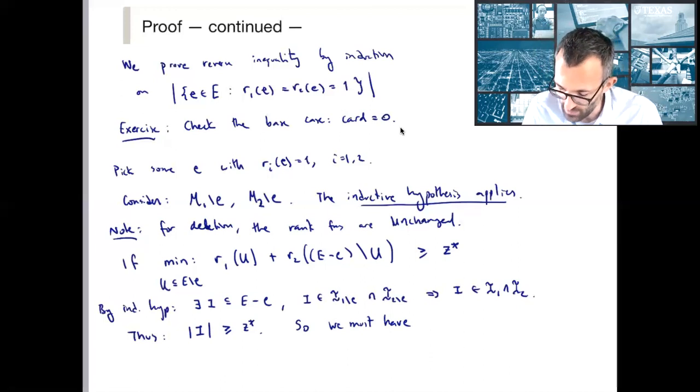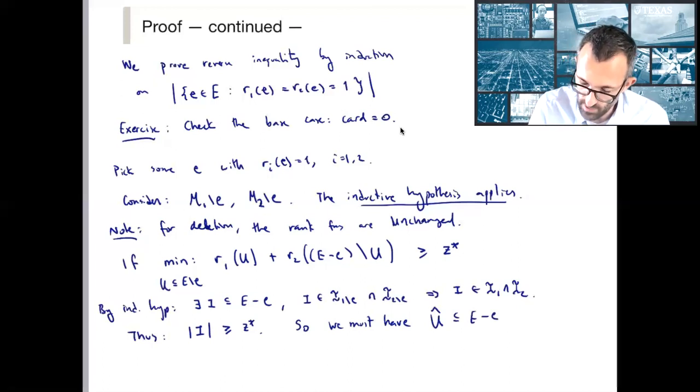And which U is it? Well, there must be some U hat, which is a subset of E minus E, where this inequality, I'll highlight it, where this inequality is less than or equal to Z star minus 1.